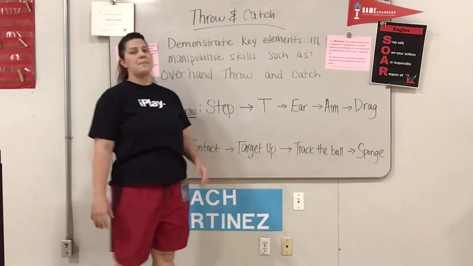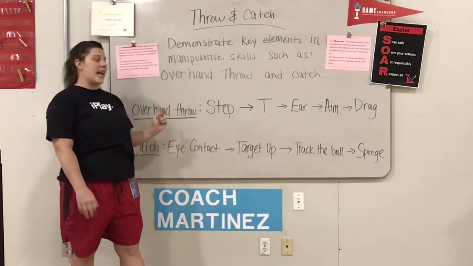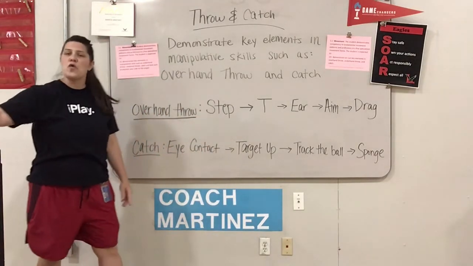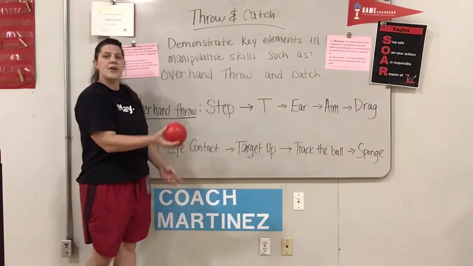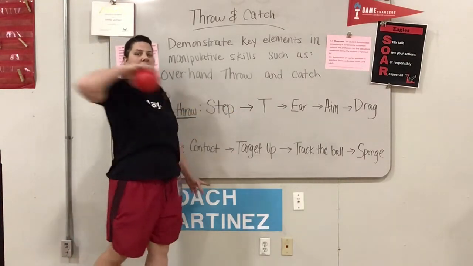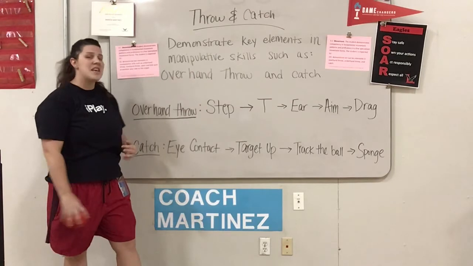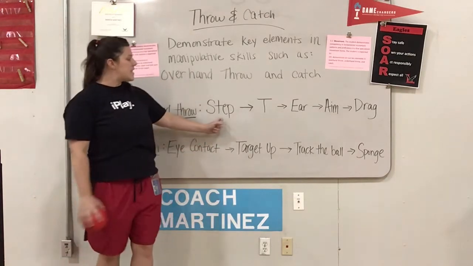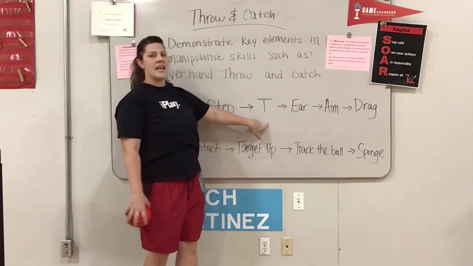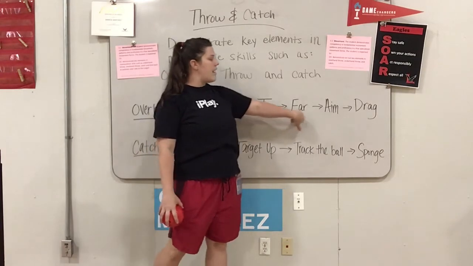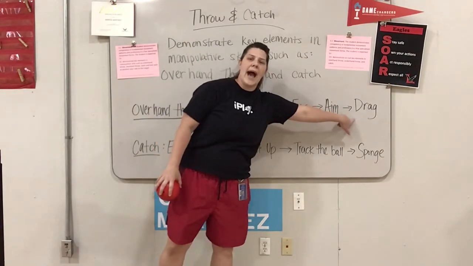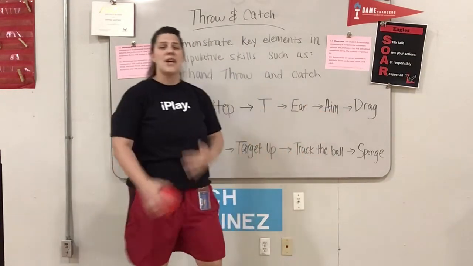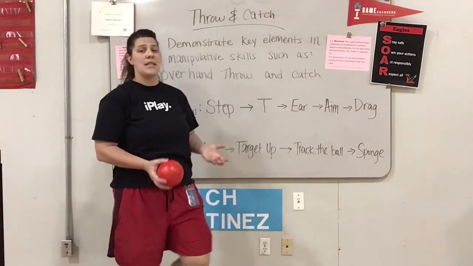We're gonna look at throwing and look at the key elements. So with an overhand throw, not an underhand toss, an overhand throw, there's a few key parts we need to focus on. Step, tee, ear, aim, drag. Those are the words that we're gonna use to break down the key elements of throwing.